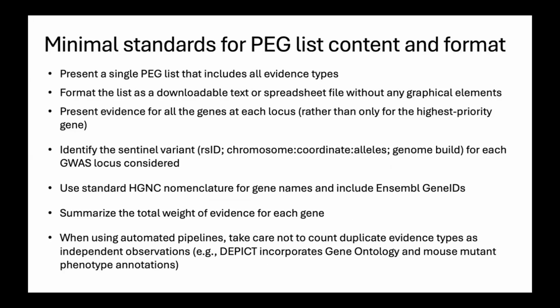I think it really is helpful to present a single PEG list, and of course to present it in a format as a downloadable and interoperable spreadsheet or text file without any graphical elements, although it's great to also include a graphical element to convey to readers your overall conclusions. I do think it's important to present evidence for all the genes at each locus because that is so much more informative. But if you do that, then it's also important, I think, to have some kind of a scoring system so that it's obvious which gene has the most evidence.